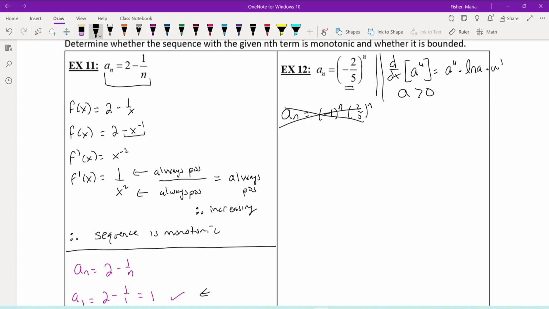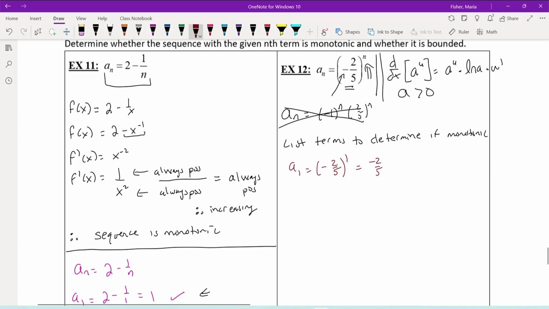Comparing terms as well is really difficult, especially when you have a negative being raised to a power. In these scenarios, when you have a negative, it's best to list the terms to determine if you're monotonic. We're going to just list terms to determine if we're monotonic. Let's see what our terms are. A sub 1 would be negative 2/5 to the first power, or negative 2/5. A sub 2 would be negative 2/5 to the second power, 4 over 25. All right, well, we're increasing so far, so that's not a big deal.